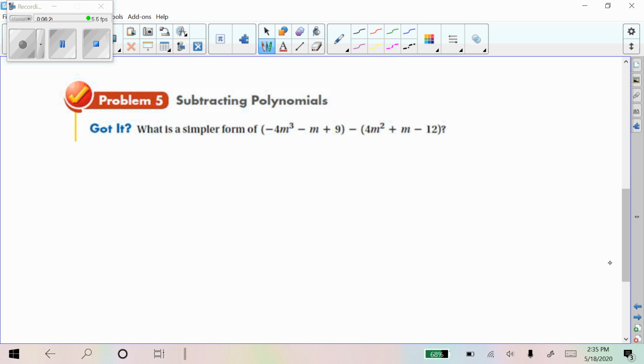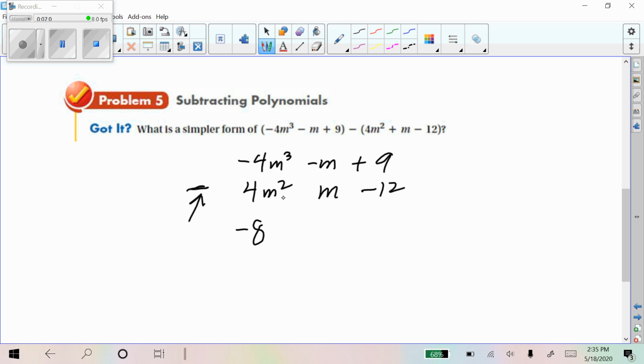All right, to subtract polynomials, you can do the same thing. You just have to remember that you are subtracting every part of it. So if I line them up like this, minus m plus 9, and then I put 4m squared under here, and then I put m under here, and I put negative 12 under here. Now remember, you're subtracting, so I'm going to put this out here, very important. Every item you subtract, so you're going to do negative 4 minus 4, which is negative 8.